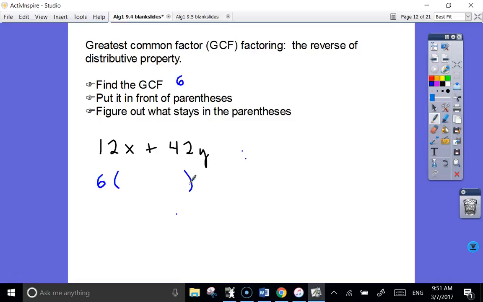It would be 2. 12 divided by 6, it would be 2. Okay, what about the x? We didn't take out an x, so it's still going to have 2x. Okay, what about the second one? What would be left if I factored a 6 from 42? 7, right? But what about the y? We didn't take out a y, so it stays inside the parentheses. So this is plus 7y.